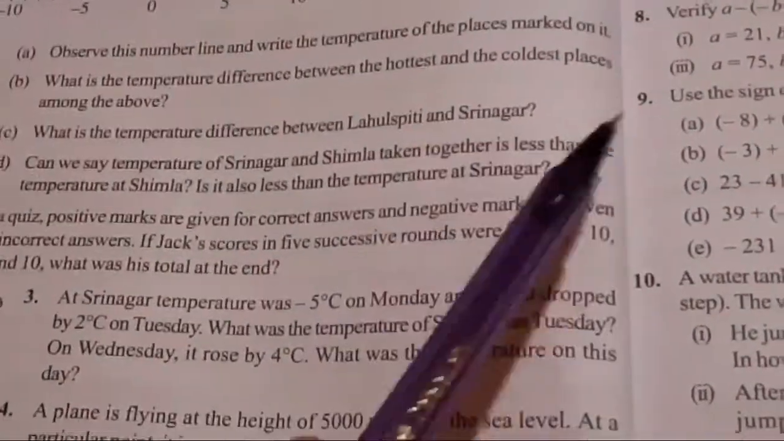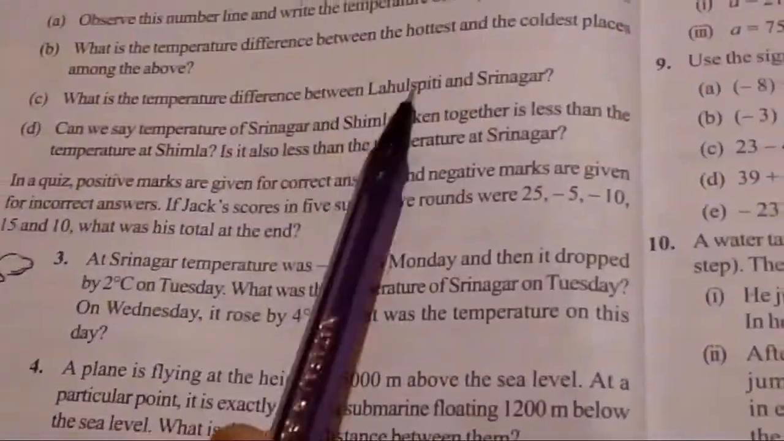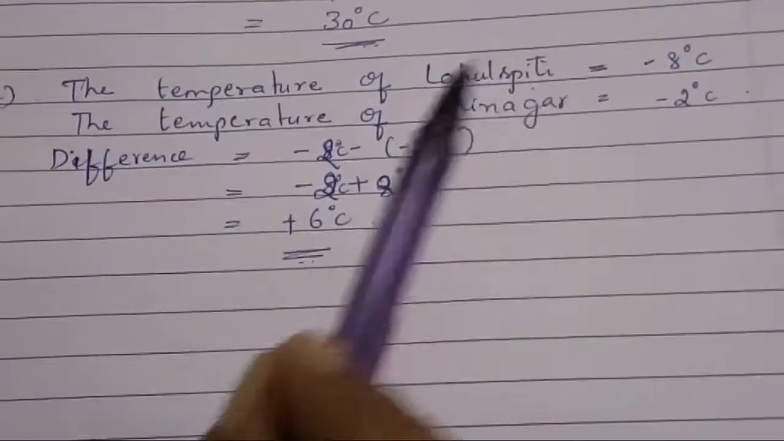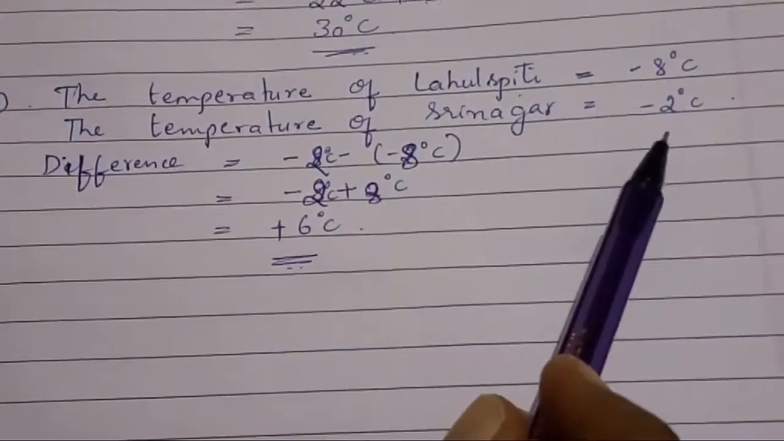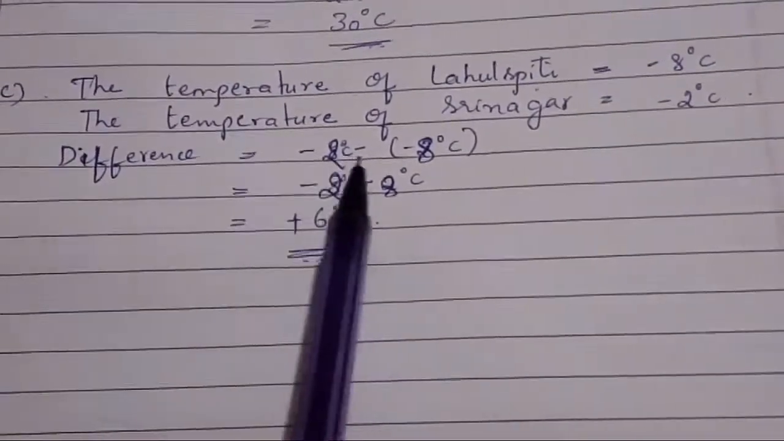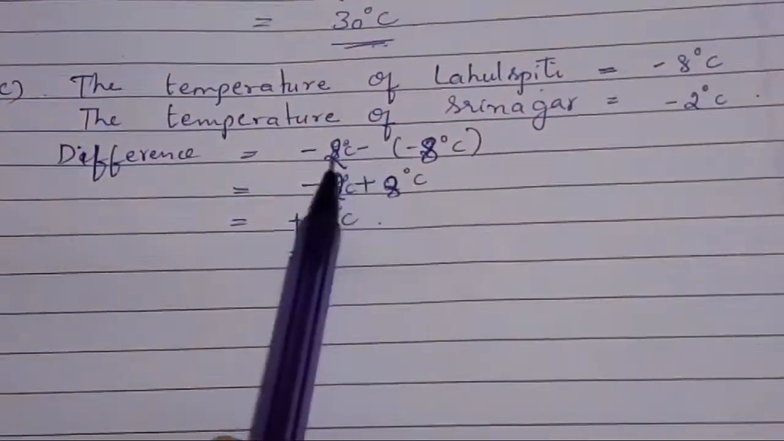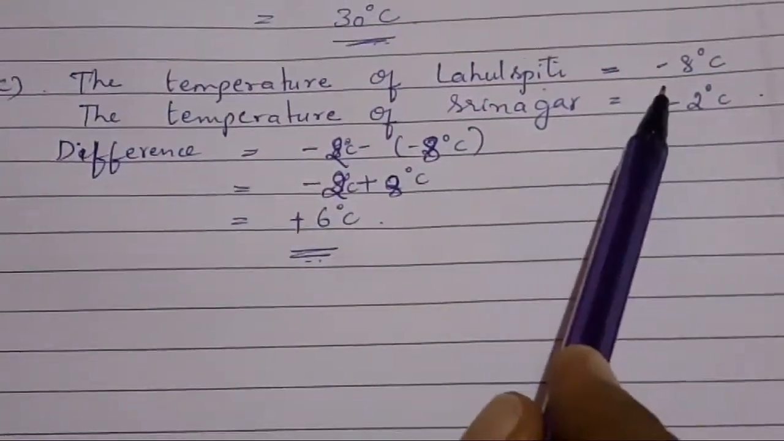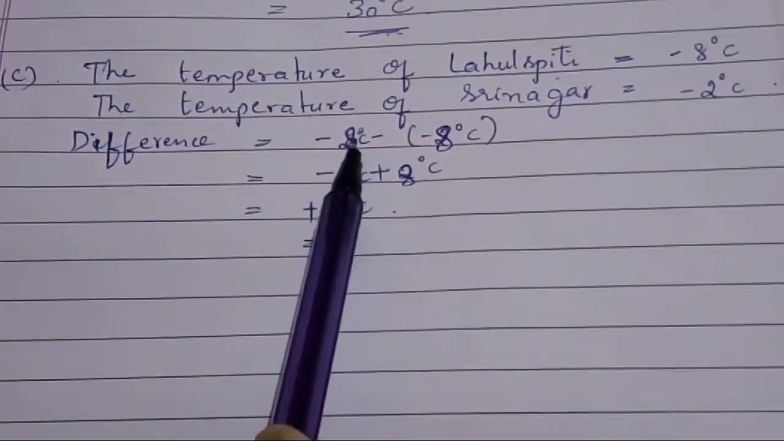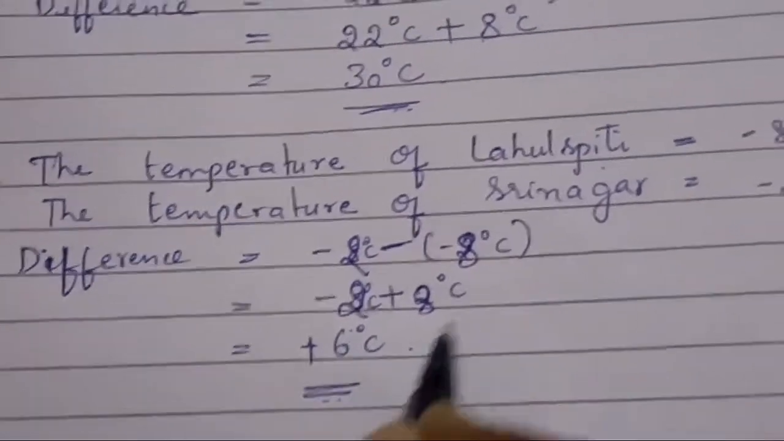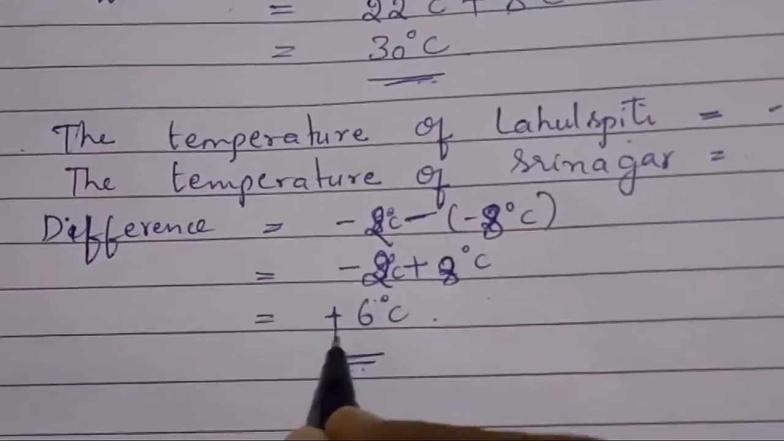Now see, what is the temperature difference between Lahul Spiti and Srinagar? In this we need to find the difference between Lahul Spiti and Srinagar. Lahul Spiti is minus 8 degrees Celsius and the temperature of Srinagar is minus 2 degrees Celsius. First we take minus 2, because minus 2 is greater than minus 8. So minus 2 degrees Celsius minus of minus 8 degrees Celsius is minus 2 plus 8 degrees Celsius. Then plus 8 minus 2 will be plus 6 degrees Celsius.